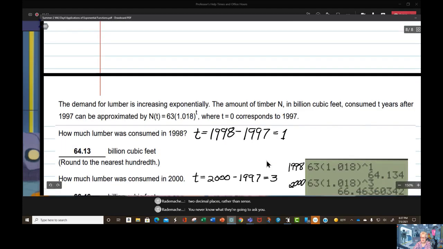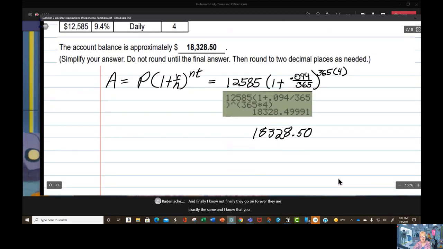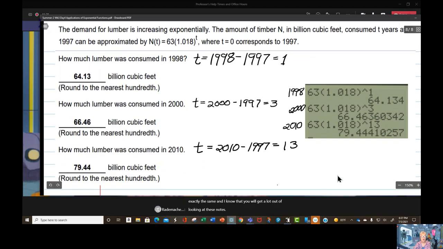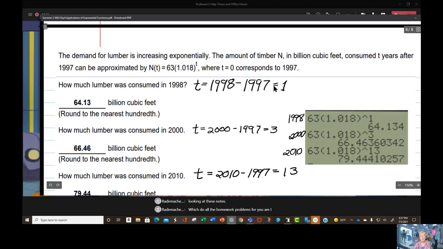And finally, they go on forever. They're exactly the same. And I know that you will get a lot out of looking at these notes, which do all the homework problems for you. Am I wonderful? This problem is different and more interesting, but it is financial.